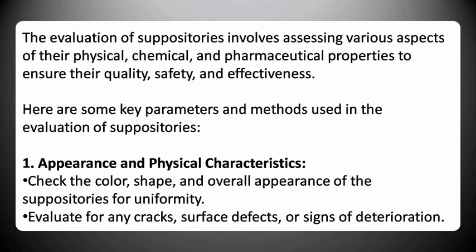Last is evaluation of suppository. The evaluation of suppositories involves assessing various aspects of their physical, chemical, and pharmaceutical properties to ensure their quality, safety, and effectiveness. Here are some key parameters and methods used in the evaluation of suppositories. First, appearance and physical characteristics. Under this, A. Check the color, shape, and overall appearance of the suppositories for uniformity. B. Evaluate for any cracks, surface defects, or signs of deterioration.